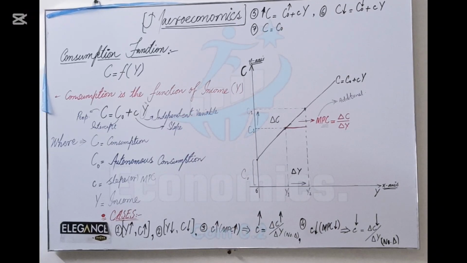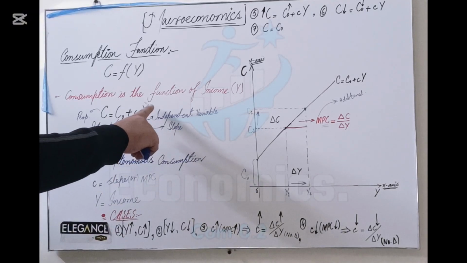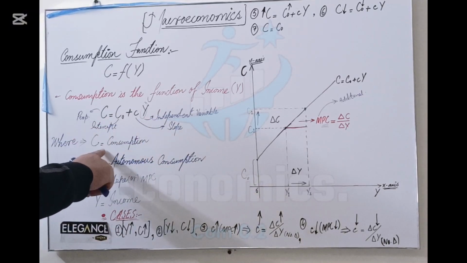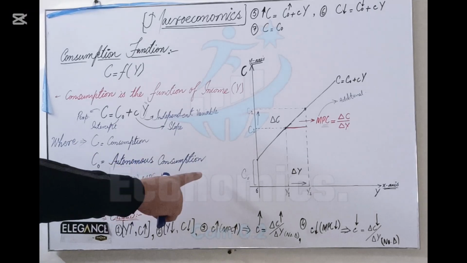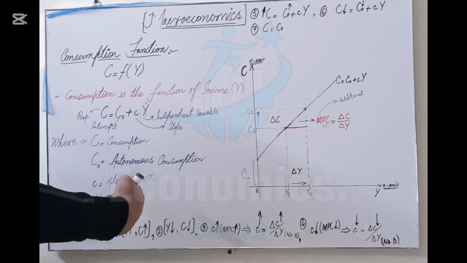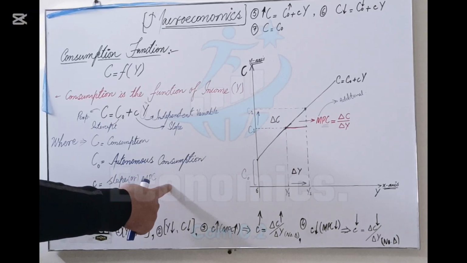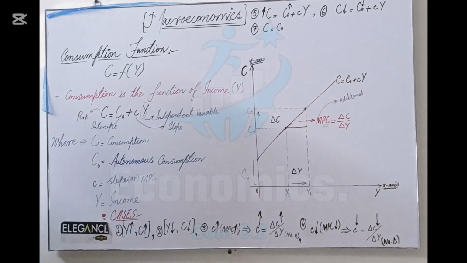The consumption function equation is C is equal to C naught plus small c times Y. C denotes consumption, C naught denotes autonomous consumption, and small c is the slope, the MPC. As we know, MPC is the marginal propensity to consume. Marginal means additional. The propensity to consume is the slope, the change in consumption divided by the change in income.